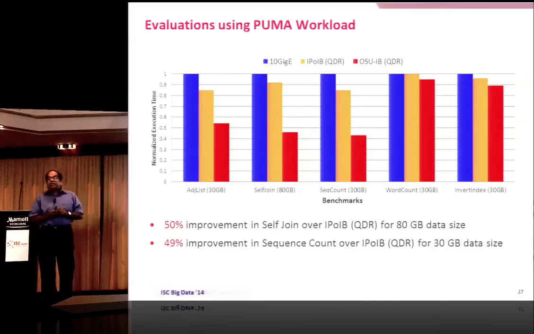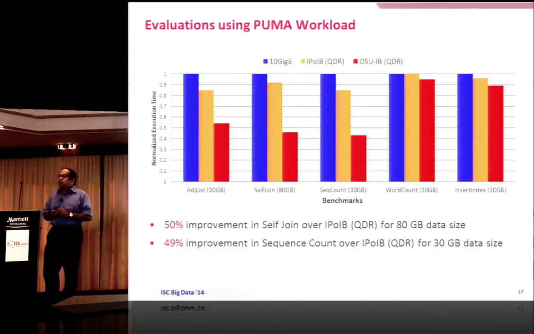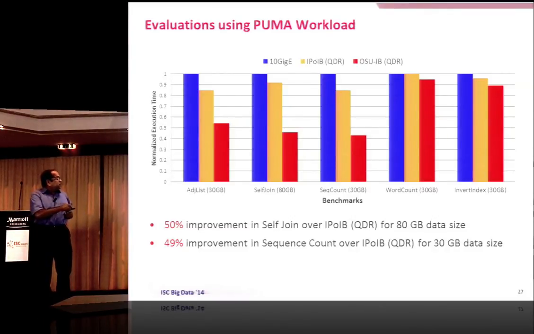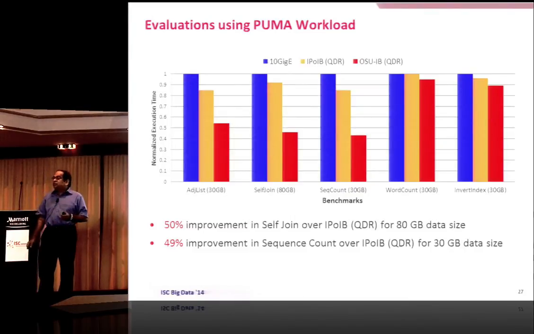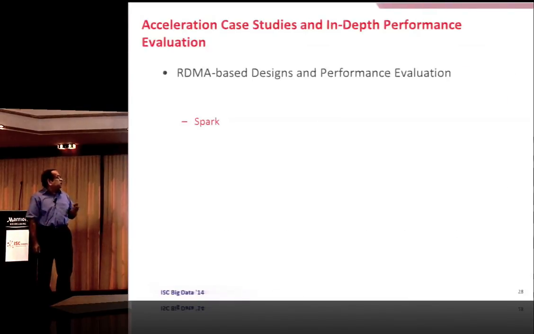Now this is another kind of benchmark from Purdue, some of you might know, called PUMA. It has a set of different kinds of benchmarks, and here again we are showing 10 gig with IP over IP and then the RDMA based design. Especially if you look at, let's say, self join or sequence count, these kinds of benchmarks or kernels have more communication. And the RDMA design is able to really give a good performance benefit here, around 50% improvement for self-join and 49% improvement for sequence count.